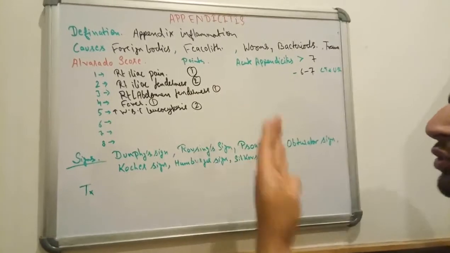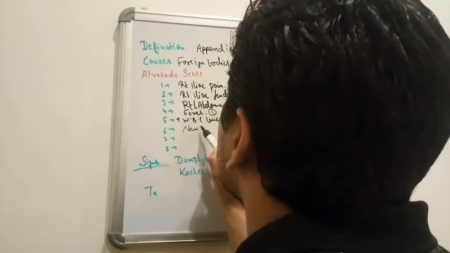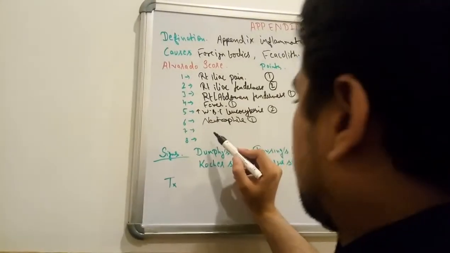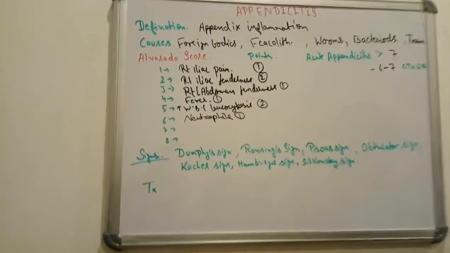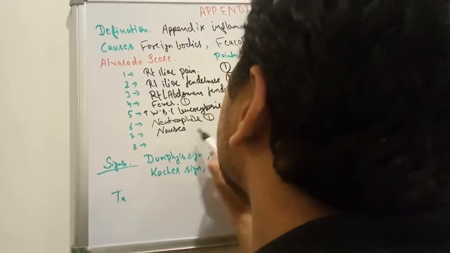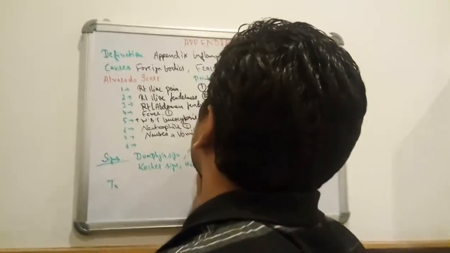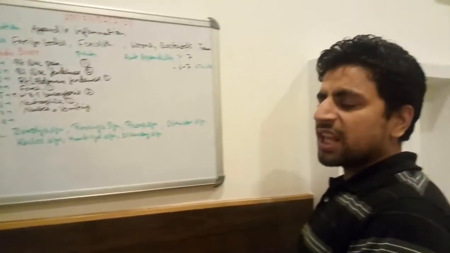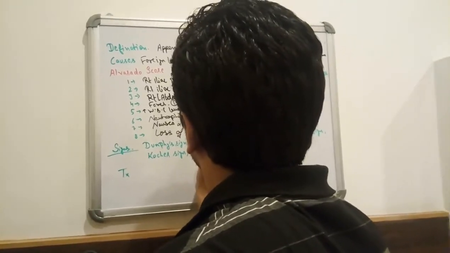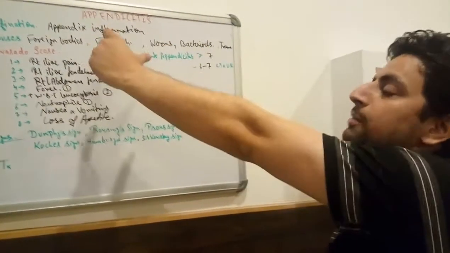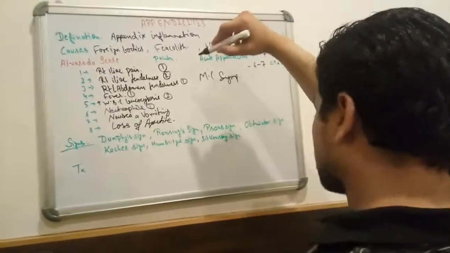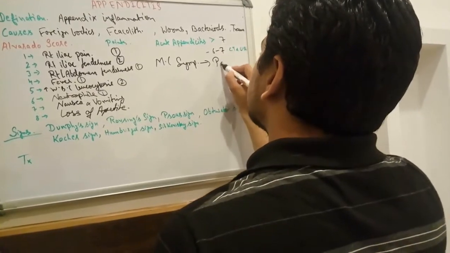Counts increase in infection, so neutrophil also increase, polymorph, N-E-U-T-R-O-P-H-I-L, neutrophil also increase, carries 1 point in Alvarado score. Seventh one, if all these things happen, another thing we can watch is nausea, N-A-U-S-E-A, nausea and vomiting, my dear friends. If someone is suffering from nausea, vomiting, what happens next? Loss of appetite. So, my dear friends, if I wanna know what is the most common symptom of appendicitis, it is pain.